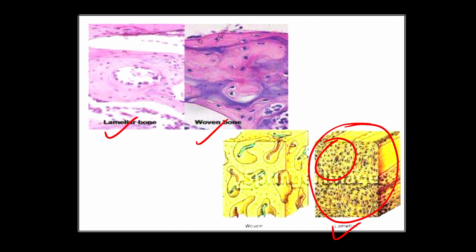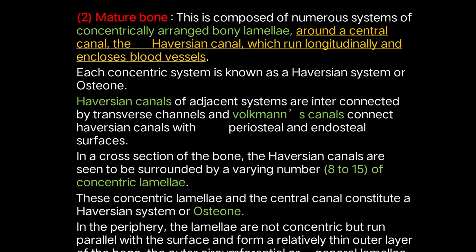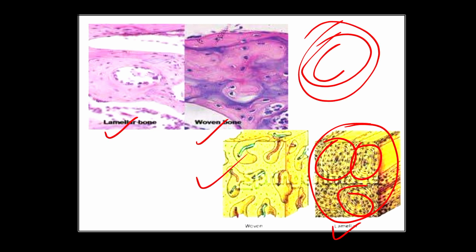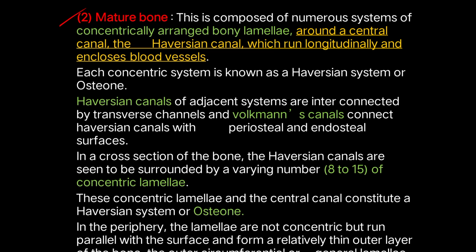This is the osteons. We will see it later. Here this is the disorganized manner. Now the mature bone is composed of numerous systems, concentrically arranged. We can see this concentric arrangement, which is the osteon. So this is composed of numerous systems of concentrically organized bony lamellae around a central canal, the Haversian canal, which runs longitudinally and encloses blood vessels.